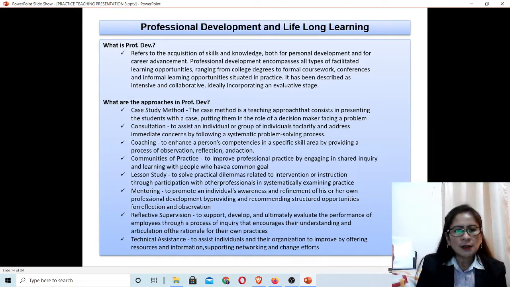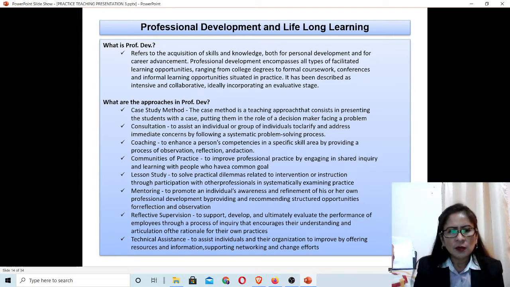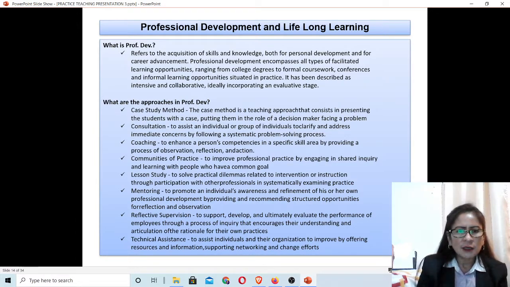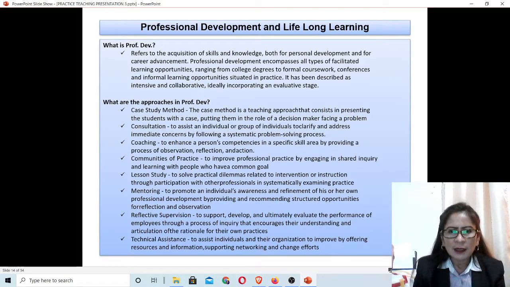What are the approaches in professional development? Case study method. The case method is a teaching approach that consists of presenting the student with a case, putting them in the role of a decision maker facing a problem. Consultation: to assist an individual or group of individuals to clarify and address immediate concerns by following a systematic problem-solving process.